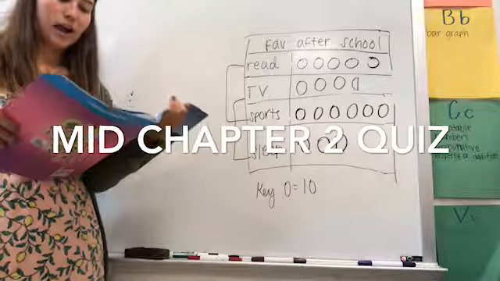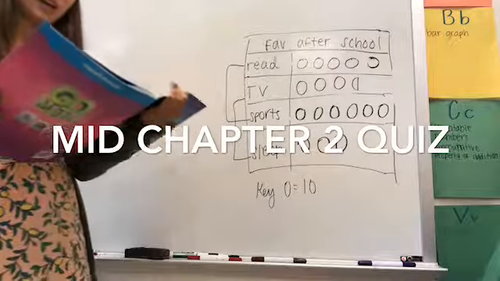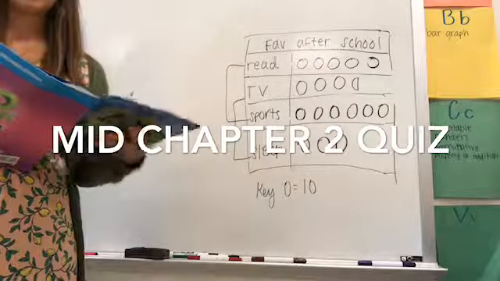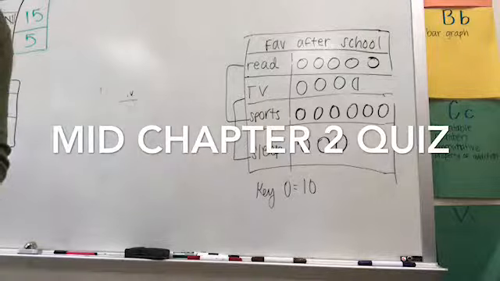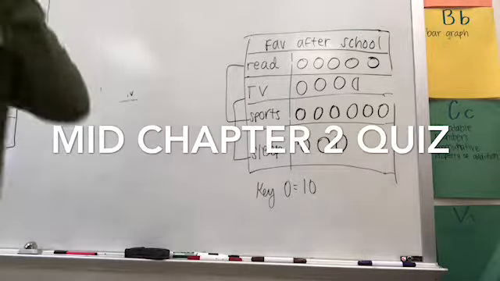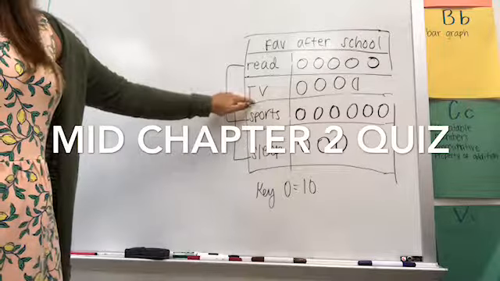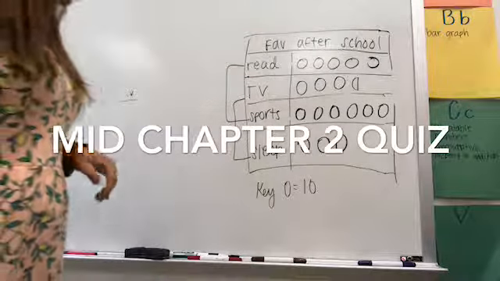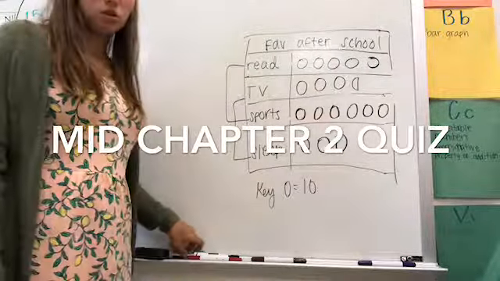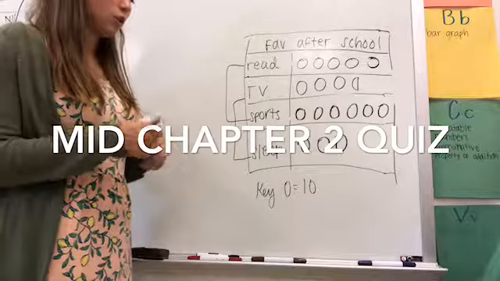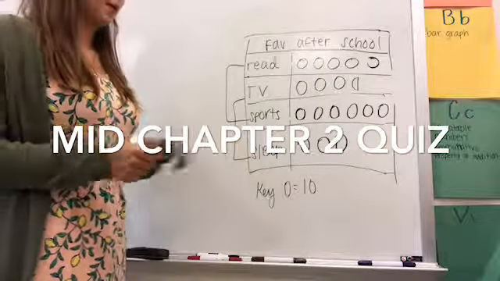The next part: how many pictures would you draw for biking if each symbol equals 5 students? On my board, that translates to how many pictures would you draw for TV if each symbol equals 5 students? Because I want students to do this on their own, I'm going to do an example for sleep.